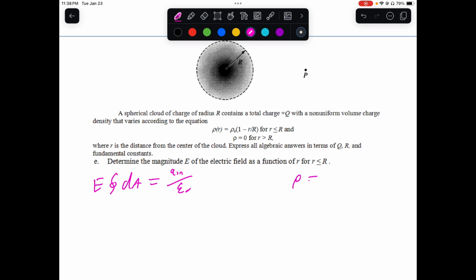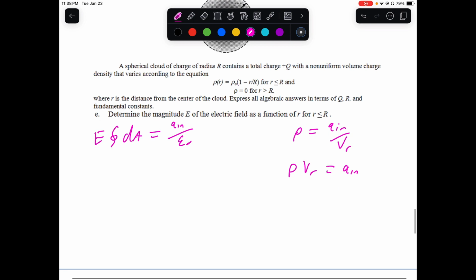Over on the side here, the volume charge density is equal to the Q enclosed over the volume, where the volume we're talking about now is the volume that varies with some little radius. It's whatever volume for whatever little radius, as long as we stay inside this Gaussian surface of the sphere. So rho times V is equal to the Q inside. We're going to play this game again, except now we're talking about the little q. So rho dV is equal to dQ.